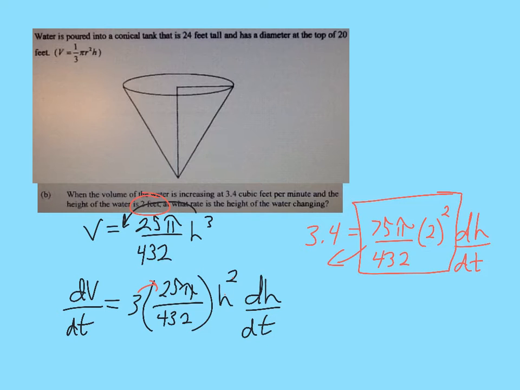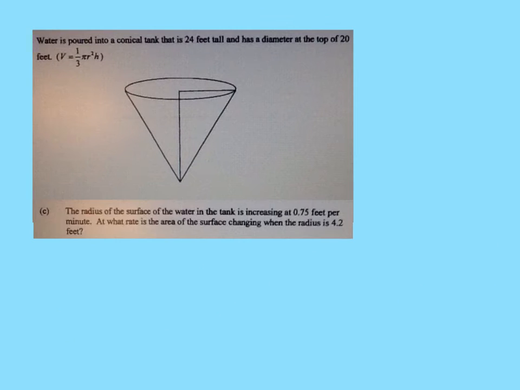Sorry, let's go 3.4 divided by the 2.181. And I have dH/dt is 1.558. Now this is going to be in feet per minute. Don't forget to put your units in here. So feet per minute.